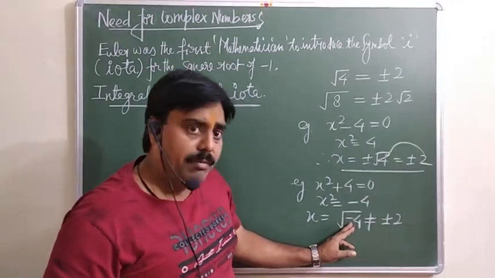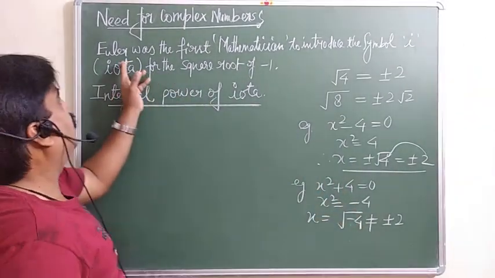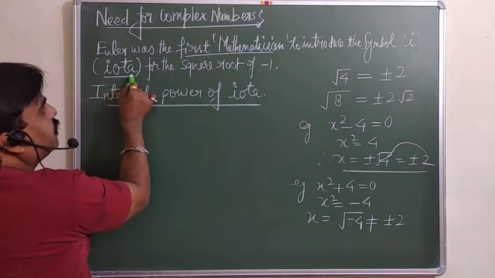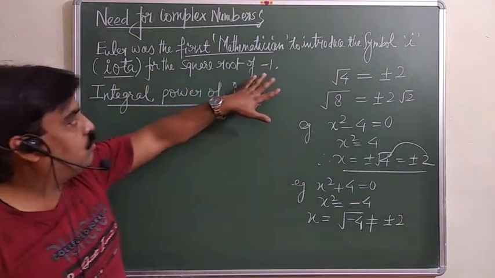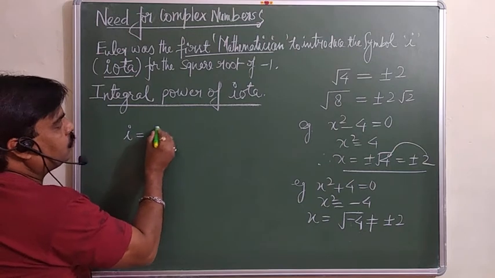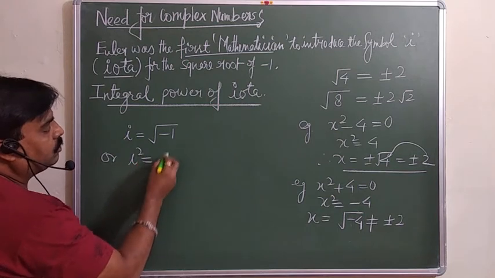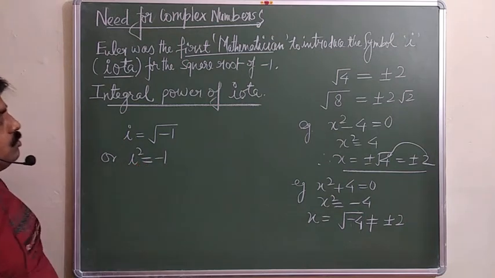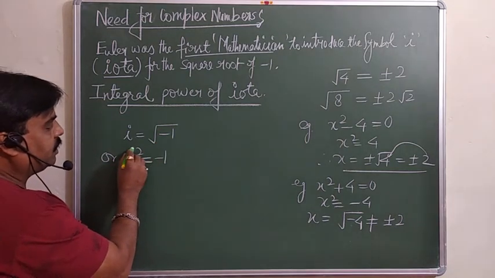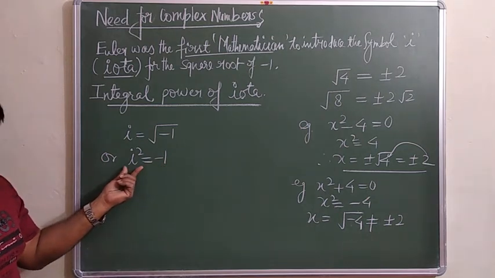To remove this negative sign, Euler was the first mathematician who introduced the symbol i, which is known as iota. The value of i is equal to the square root of minus 1, so i is equal to under root minus 1. Then i square is equal to minus 1, so in place of minus 1 you can write i square.